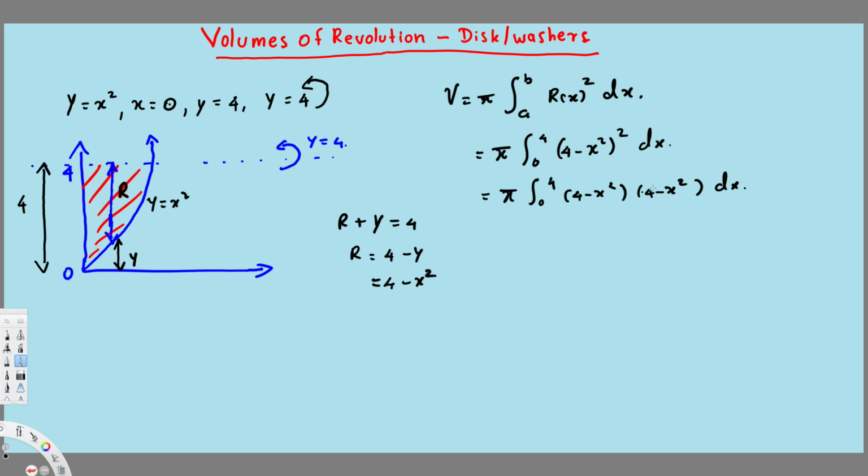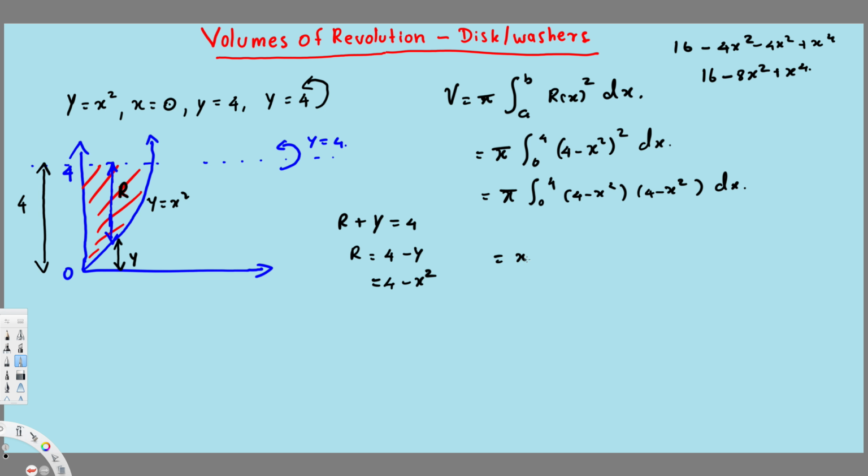So let's do the multiplication. 4 times 4 is going to be 16. 4 times x square, that's going to be minus 4x square. And here minus x square times 4, that's going to be minus 4x square. And then we have minus x square times minus x square, that's going to be plus x to the power 4. Now we can add the minus 4x square and minus 4x square, that's going to be 16 minus 8x square plus x to the power 4.